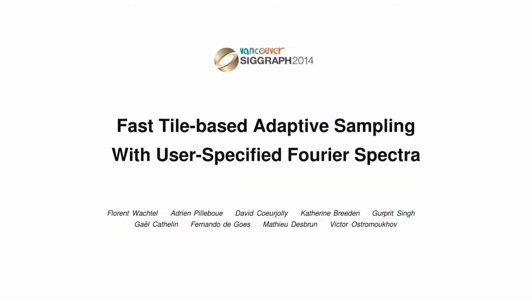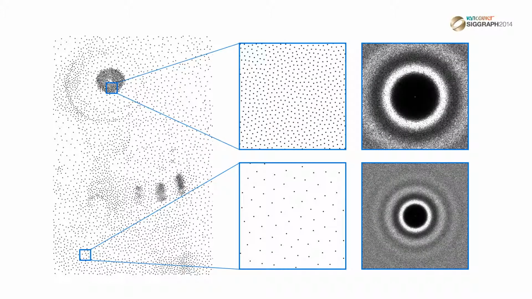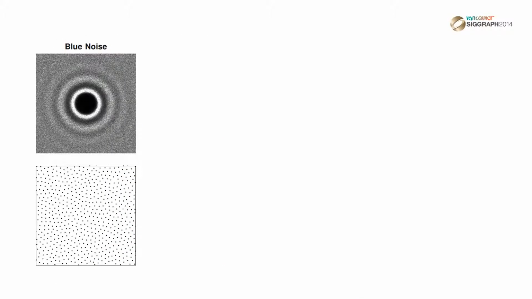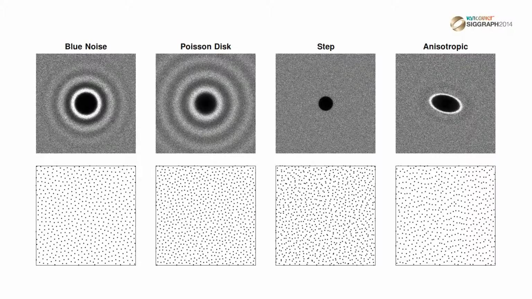We present a novel tile-based adaptive sampling method with controllable Fourier spectra that can generate several million samples per second. Adaptive sampling distributions with good spectral properties have many important applications in graphics. For example, light integration using environment maps demands a high-quality adaptive sampling distribution. Many rendering applications also demand spectrum-specific sampling distributions.